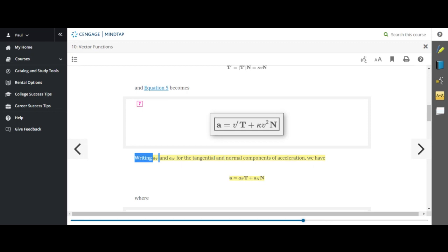And I'm just trying to see here, they have a little discussion below.